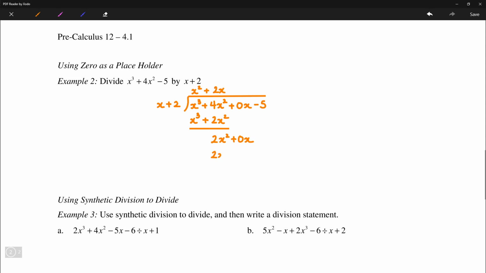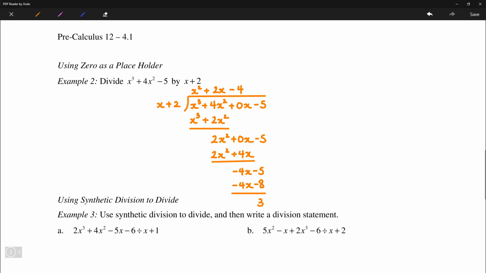That will give us the 2x squared that we need, and also plus 4x. There's supposed to be minus 5 here. All right, and then we subtract, and we're left with 0 minus 4 is negative 4, and then minus 5. So the last piece here, this will be minus 4. Okay, so that will give us the negative 4x, and also minus 8. Once again, we subtract here, and the remainder would be 3.